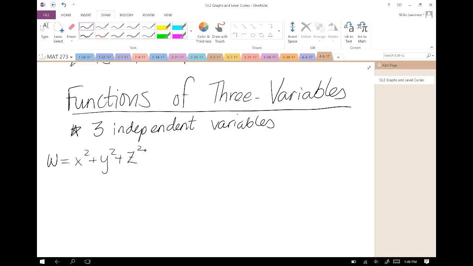How do you draw that? We don't. This would be drawn in 4-dimensional space. Inconceivable. So if we wanted to write this in function notation, we could say f of, what do you think is going to go in the parentheses? X, Y, Z. We have 3 independent variables. We need to list all of them. Equals x squared plus y squared plus z squared.